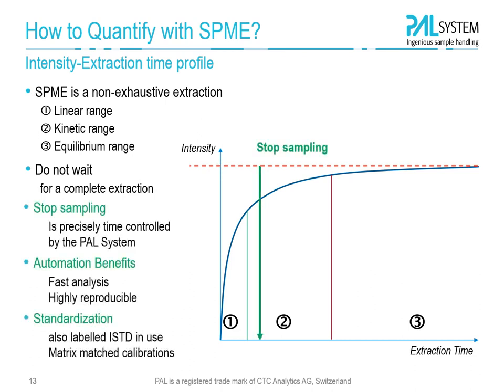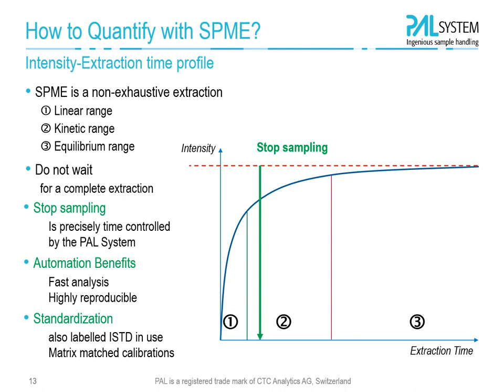Extractions are typically stopped after phase one. This is what we call a non-exhaustive extraction. Longer extraction times, you see here from the graph, cost time, and they do not increase the response significantly. Important here is that the time and also the temperature of incubation must be absolutely reproducible for the sample and also for the calibration. This is the task of the PAL system that can do that very well. It is automated and can control these parameters with great precision.